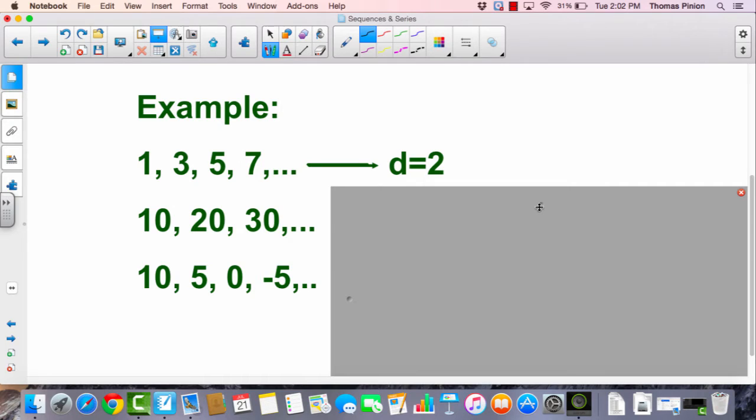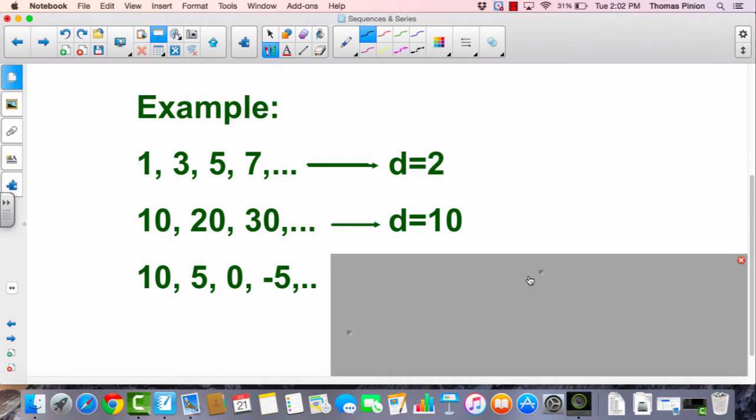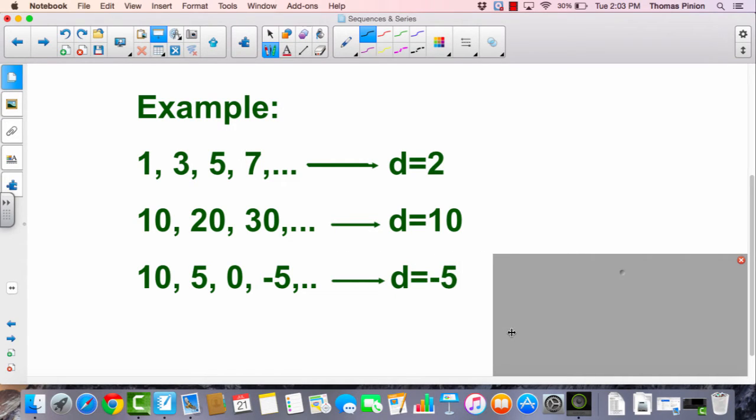Okay, for the next one, we have 10, 20, 30. What we're doing there is going up by 10 each time, so our common difference would be 10. And for this last example, it's a little bit different. We're actually not adding a specific number that you may see right away. It looks like we're going down by 5 each time. Most people think subtract 5, but really we're adding a negative 5, which is the same thing as subtracting 5.